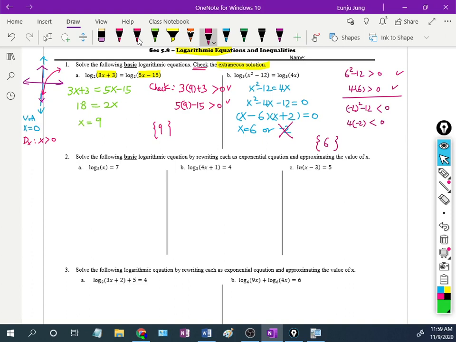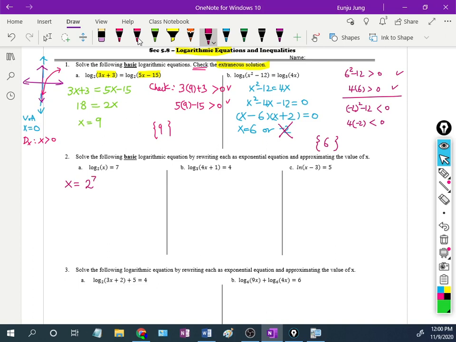So number 2a, log of x with base 2 is 7. I start by writing the input as the output. So I'm switching input and output, and I'm keeping the same base. What's the base of this logarithm? 2. So we will keep the same base, number 2, in the exponential form. Now I need the input for the exponential form, and that is the output from above. What's the output from above? 7. 7 will be right there. So that's how we rewrite.